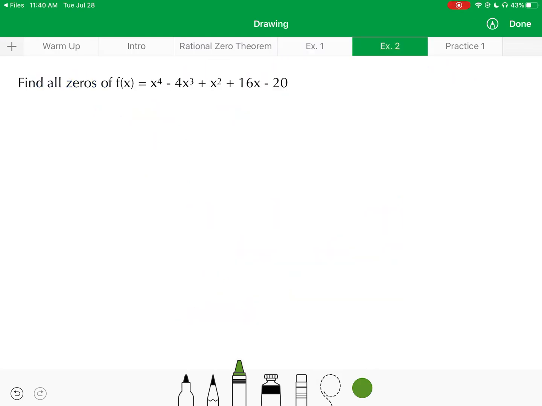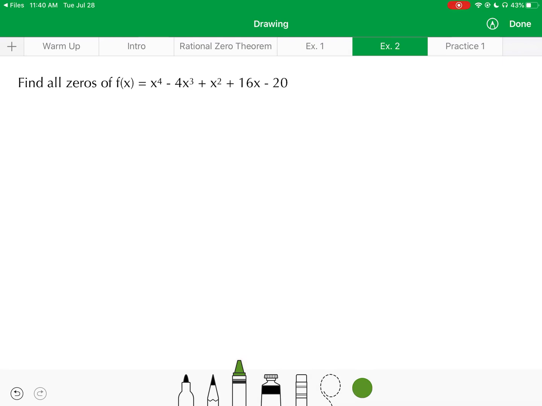All right, one more example. This one's going to be a little bit more involved. Okay, so find all the zeros of f of x. This is a pretty large function with a degree of 4. I don't know any other factoring technique that would work for this function, grouping, quadratic pattern, or anything like that. So I really have no choice but to use the rational zero theorem with the p's and the q's, okay?